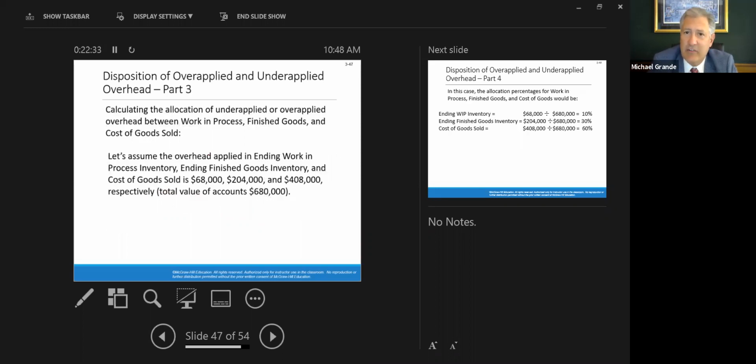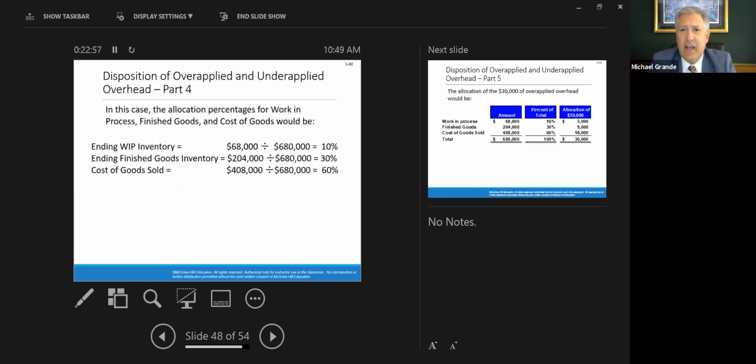Calculating the allocation of underapplied or overapplied overhead between work in process, finished goods, and cost of goods sold. Let's assume the overhead applied in ending work in process inventory, ending finished goods inventory, and the cost of goods sold is 68, 204 and 408. Total value of 680. So those are the amounts that were applied.